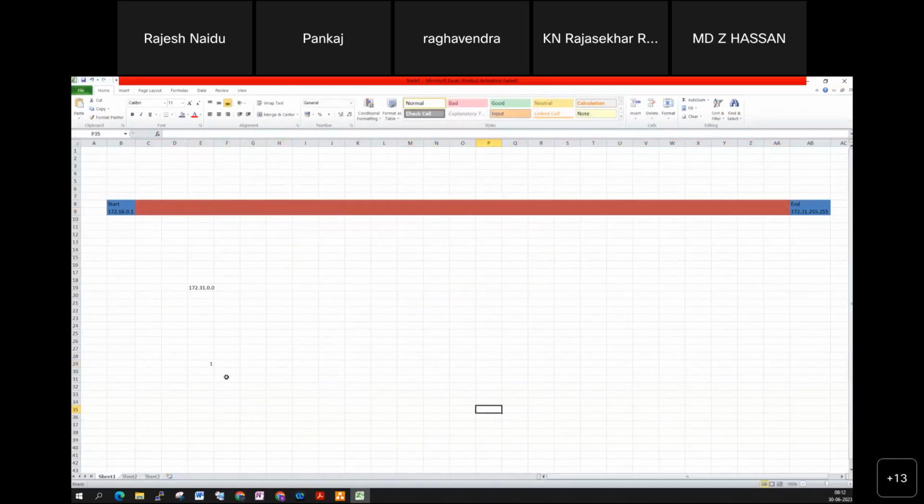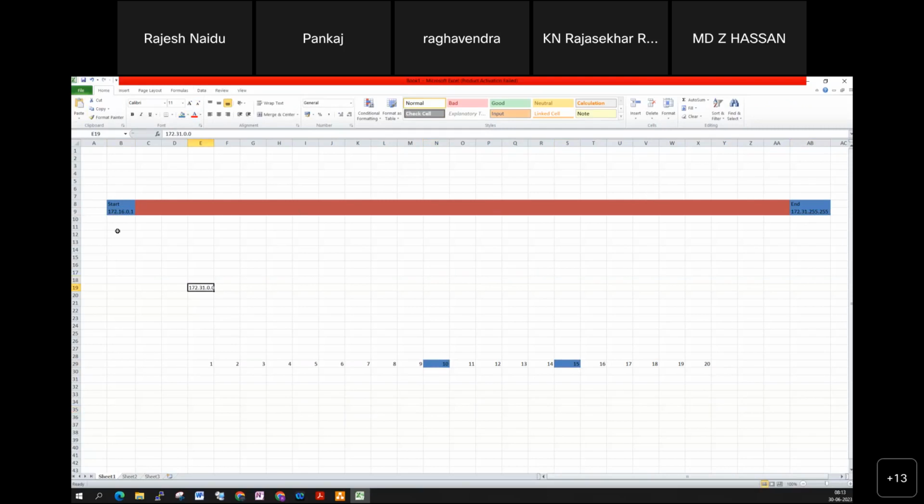Here is a 1. Here is a 2. So in this range, 10 is available. Yes, 15 is available in this route. So my question is, this is a starting and this is an ending. Is this number available in this range or not? That's my question. Yes, it is.